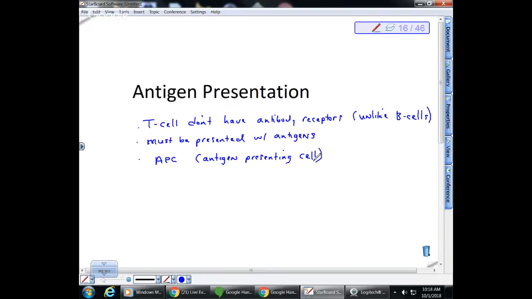So all body cells are actually capable of presenting antigens. And they do so using a particular kind of MHC protein, which is called class 1. But your body cells, like maybe a skin cell or a muscle cell, can only present antigens that are intracellular. So they present intracellular proteins.